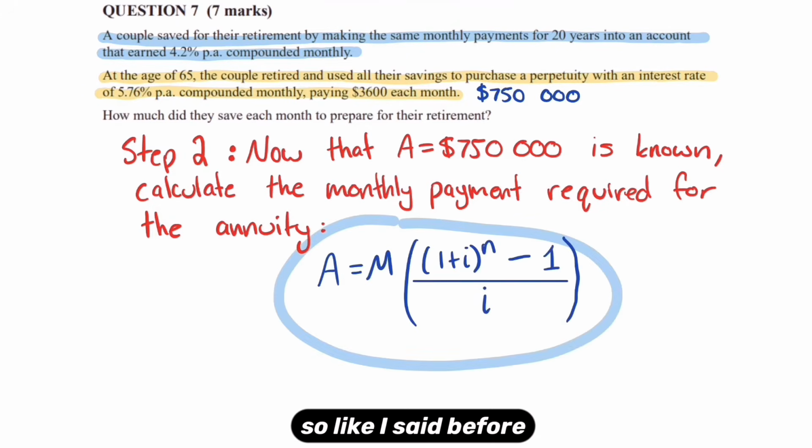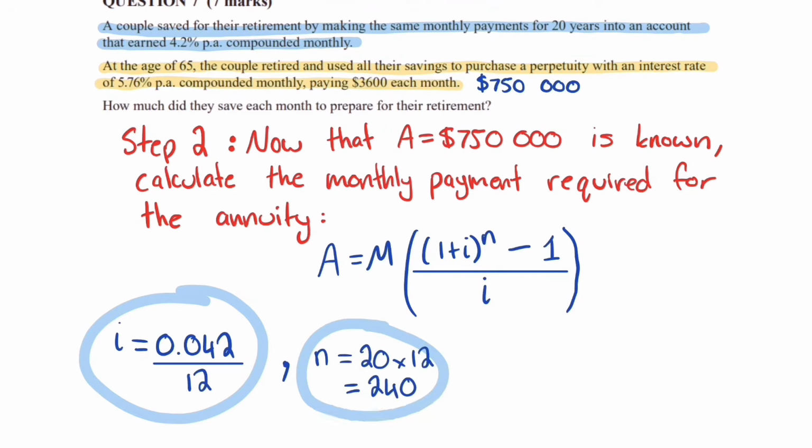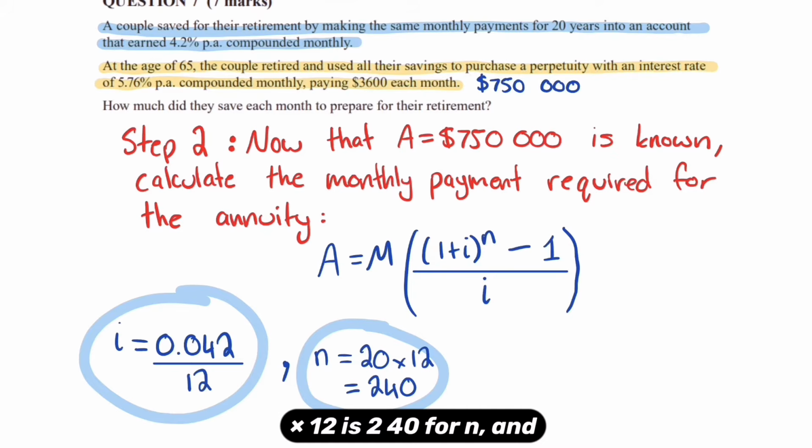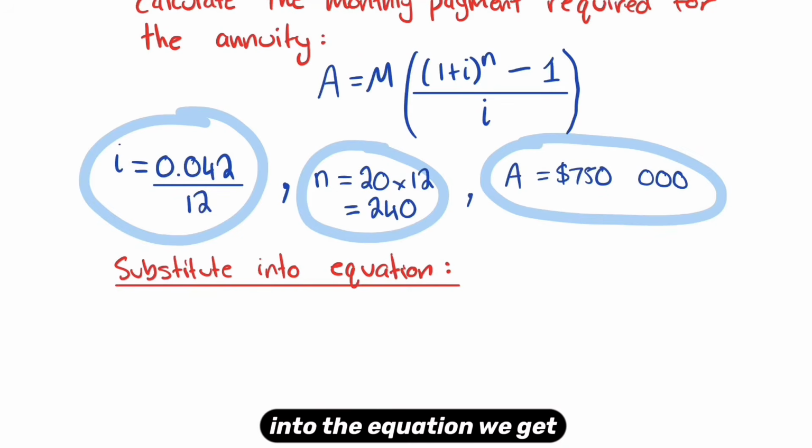So like I said before, we've got an annuity that's going up, so we're going to use this formula. I, for the first part, the blue part, is 0.042 divided by 12. Because it's a 20-year savings plan, we've got 20 times 12 is 240 for N. And then A is equal to 750,000. Plugging all of those into the equation, we get this.